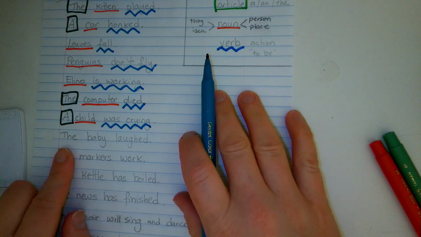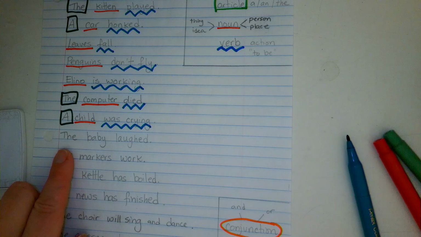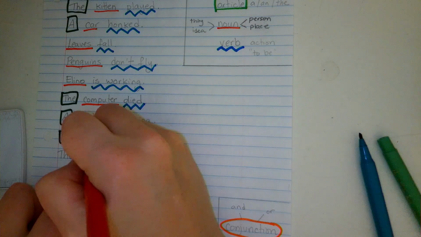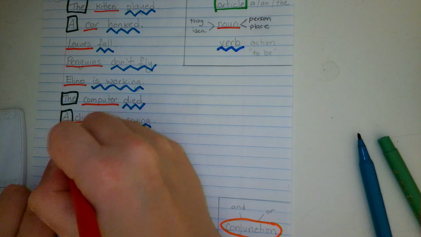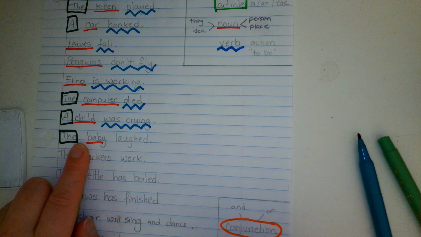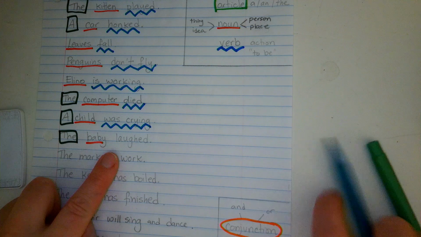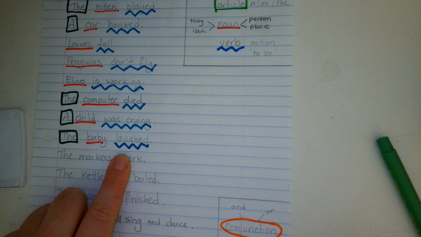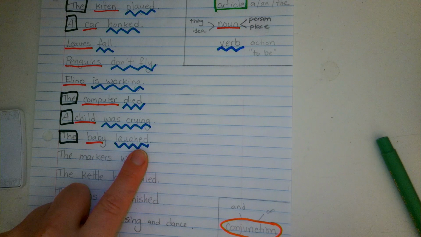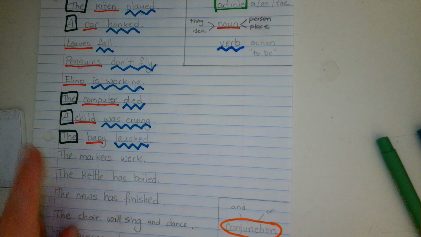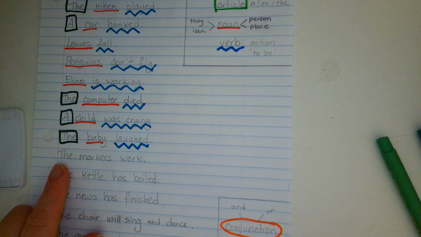The baby laughed. Do I have an article? Yes. Do I have a noun? Yes, the baby. So together the article and the noun make up the subject. So the baby answers the question who, and what was the baby doing? The baby laughed. Good. Okay, that's my verb. Verb tense? Ed is the marker for simple past. Yes. I don't see have or has here, so it's not perfect. It's simple past. The baby laughed. Simple past.